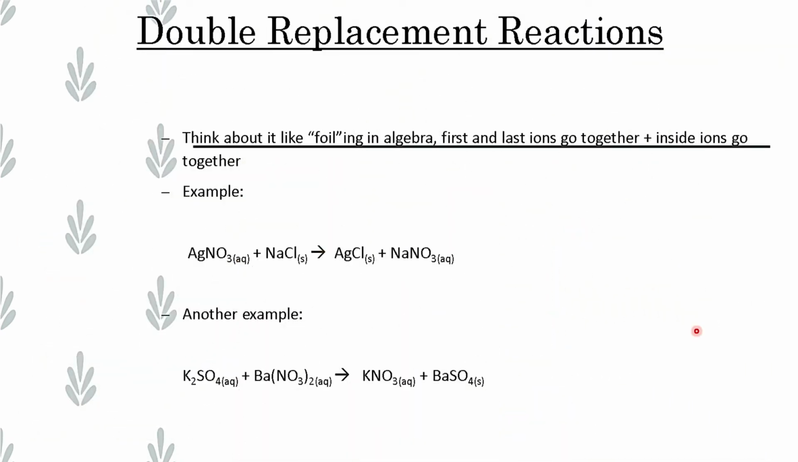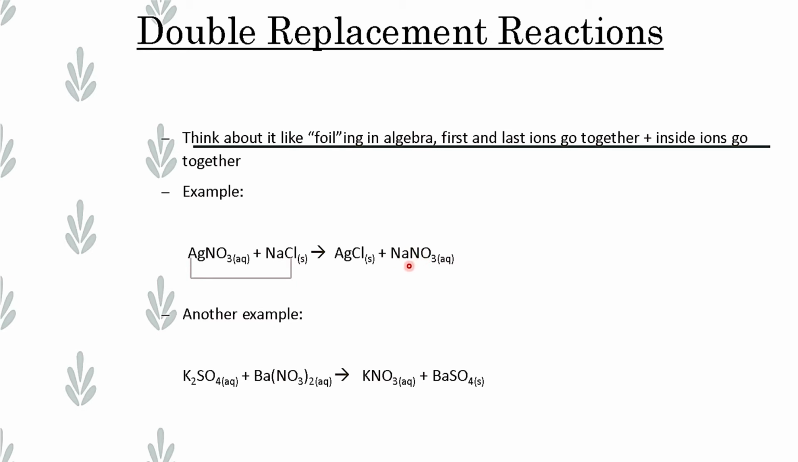If you are confused about how to form or complete any double displacement reaction, think about it like foiling in algebra. First and last ions go together, inside ions will go together. You can understand in these examples, these two compounds are reacting. So first and last ion will combine and make new compound AgCl. A new compound will form according to the valency of both the ions. And these two inner ions will combine and form another new compound, sodium nitrate.